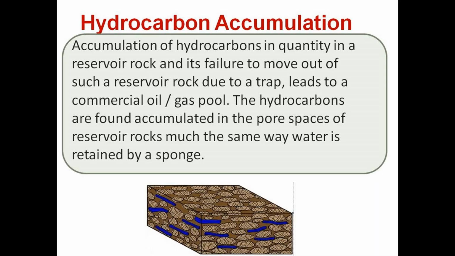As we stated previously, the hydrocarbons will move horizontally through a formation. The accumulation of hydrocarbons in quantity in a reservoir rock and its failure to move out of such a reservoir rock due to a trap leads to a commercial oil or gas pool. The hydrocarbons are found accumulated in the pore spaces of reservoir rock much in the same way water is retained by a sponge.